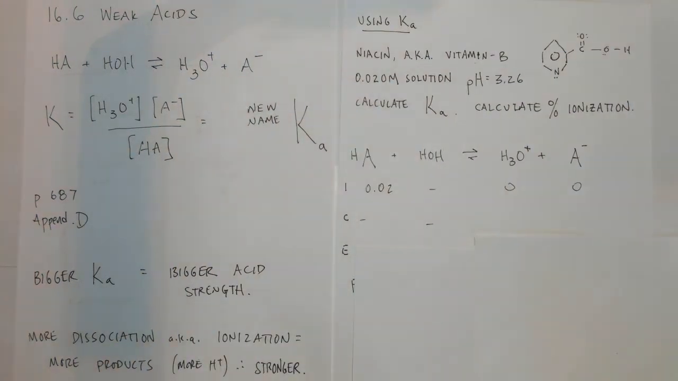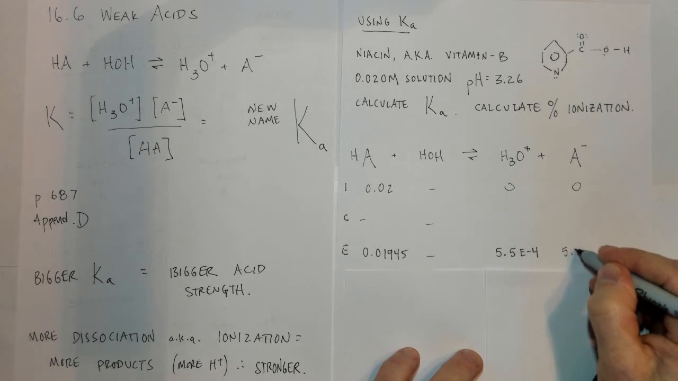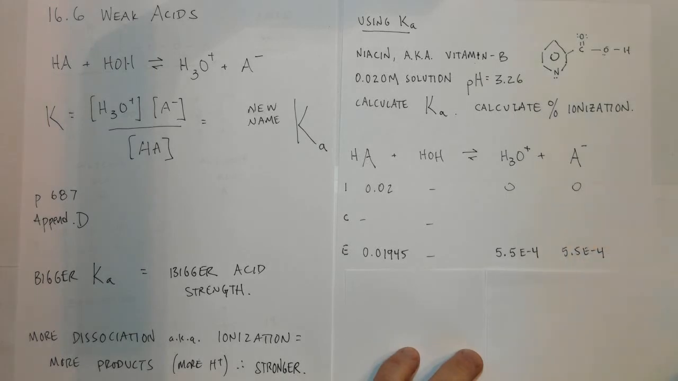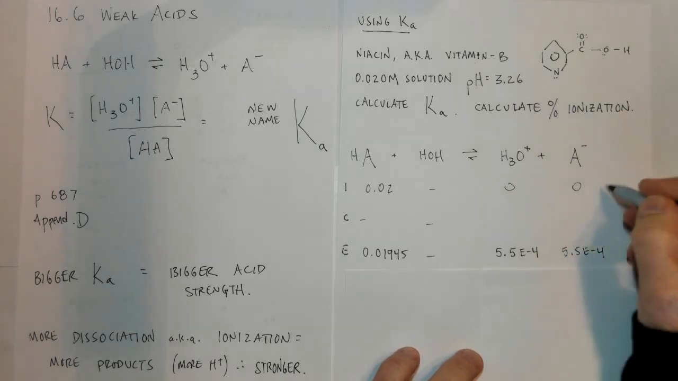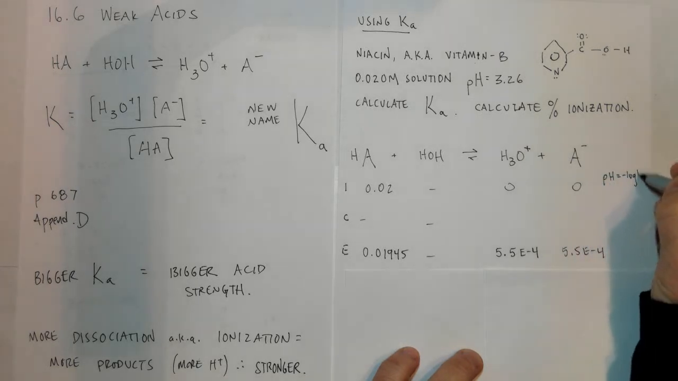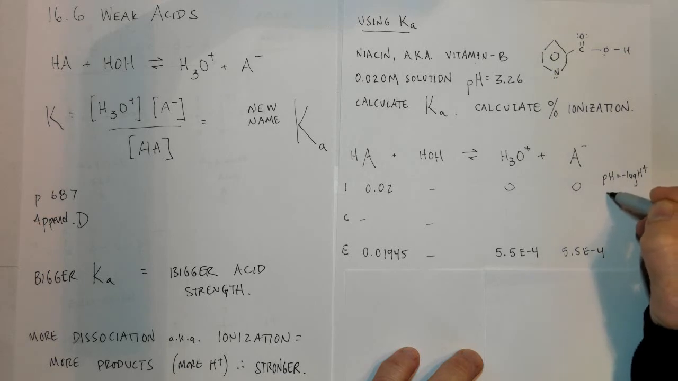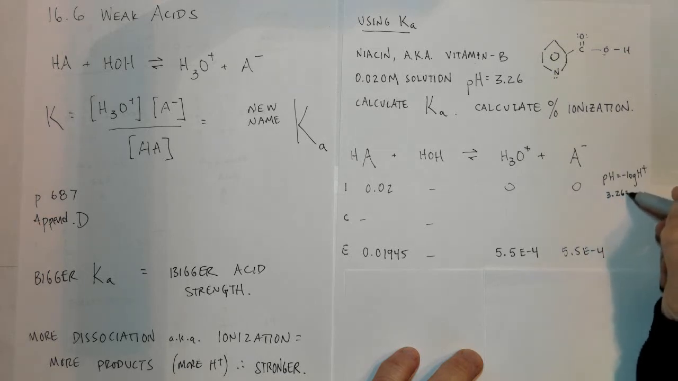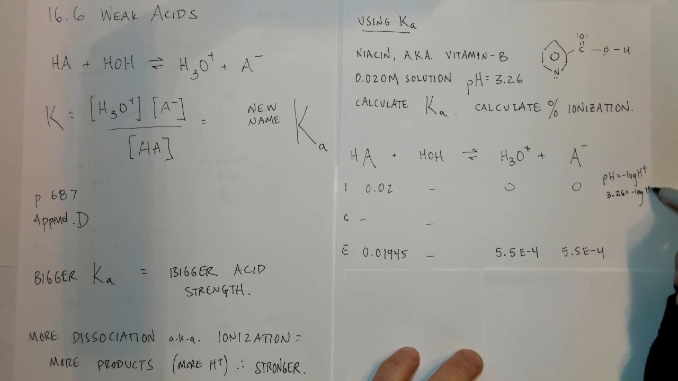I did this for you, and it turns out that the H plus ion concentration at equilibrium is 5.5 times 10 to the negative fourth. If you want to write down the work of where I got that, remember that the pH is equal to the negative log of the H plus ion concentration, and the pH is 3.26, and then I solved for H plus right here.